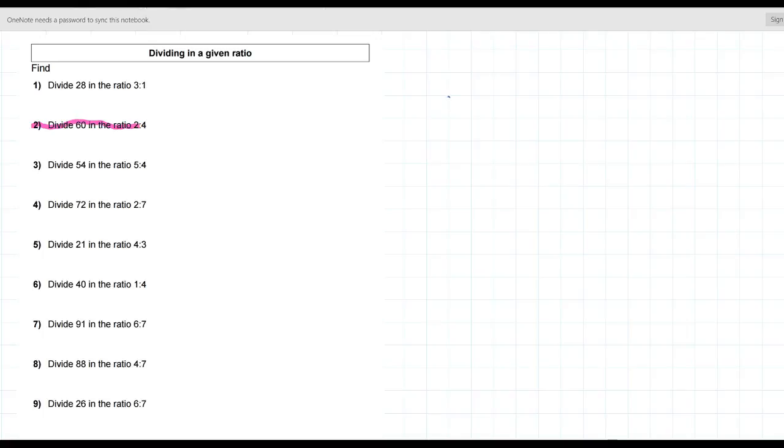I've got 60 things, okay, and we'll just make that dot a thing. So I've got 60 of them. And I've got to share them out in a ratio of 2 for every 4.